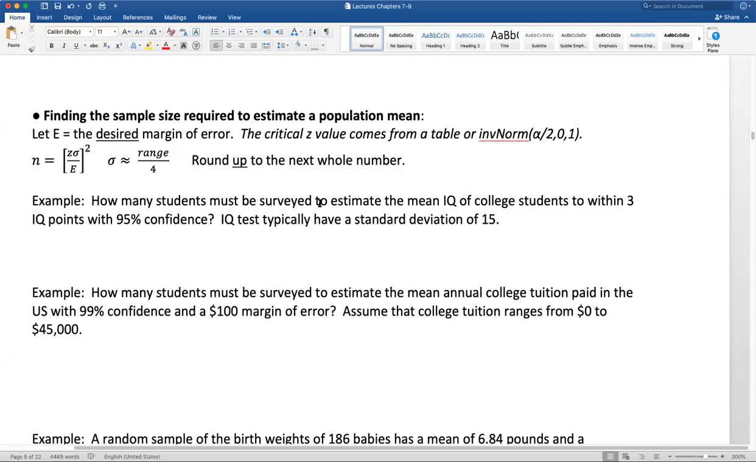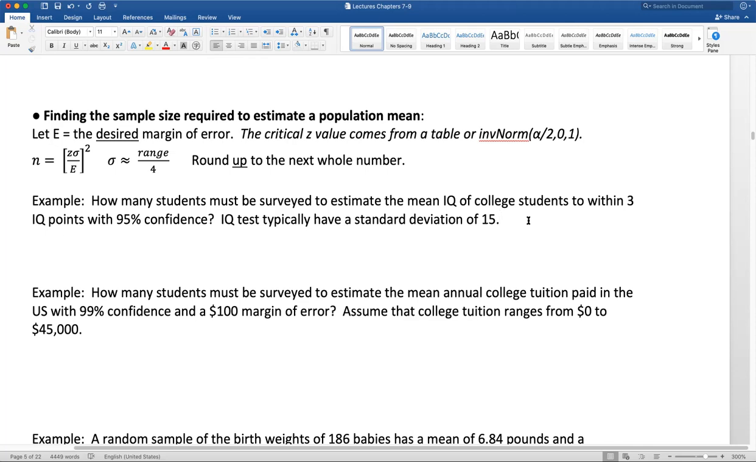All right, see how many students must be surveyed to estimate the mean IQ of college students to within 3 IQ points. Within 3 IQ points, so 3 must be the margin of error, E. The 95% confidence, so the confidence level is 95%. Using that, we can figure out z sub alpha over 2. Because alpha is 5%, which is 0.05, alpha over 2 must be 0.025. And the IQ test typically has a standard deviation of 15. So that's sigma, the population standard deviation.